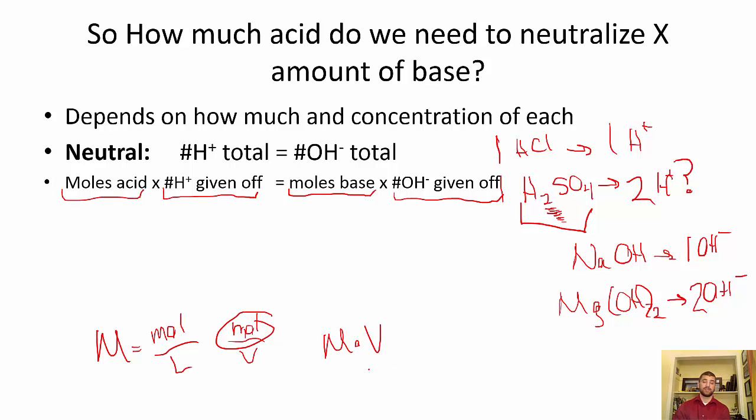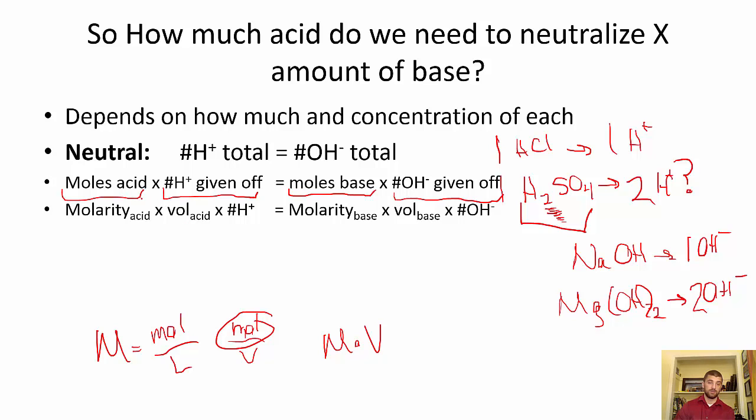The same thing is true for acid or base. So we want to take a look, molarity of the acid times the volume of the acid will give you the moles of the acid, right? Times the H plus that you get. And for moles of base, it's really just the molarity of the base times the volume of the base that you use. And then again, you got to account for how many OHs you get from each thing.